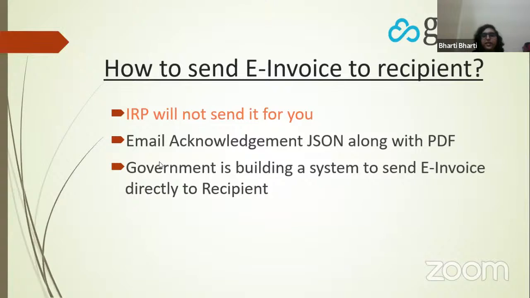How to send the e-invoice to the recipient? IRP does not email the e-invoice directly to the recipient. It has to be done by the suppliers themselves. So the acknowledgement JSON along with the PDF has to be emailed to the recipient. It is not done by the IRP. The government is in the process of building a system to send the e-invoice directly, but we have not been informed of such a system as of yet.